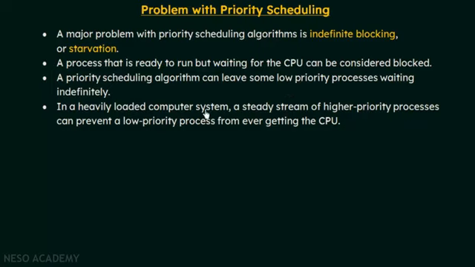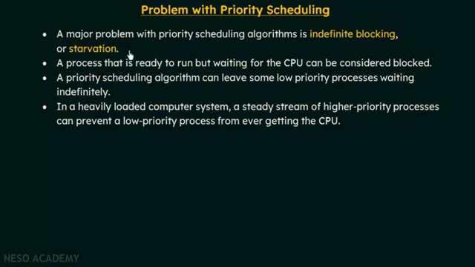So in a heavily loaded computer system, a steady stream of high priority processes can prevent a low priority process from ever getting the CPU. That is what I just explained. In that case, the low priority process will be indefinitely blocked, or we also call it starvation.